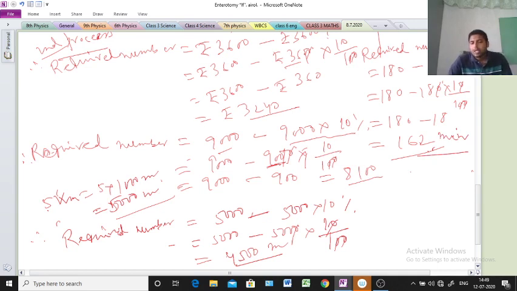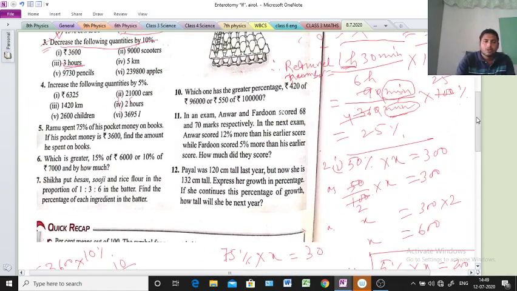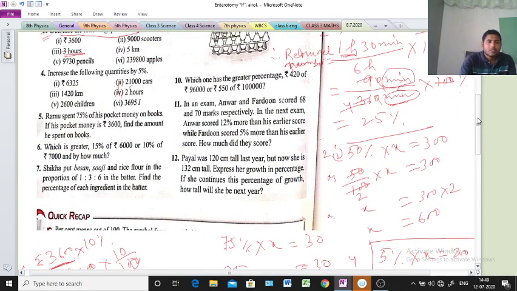So that way we will do all the problems. The remaining problems we will do. Clear or not? I already discussed 3600, 9000 scooters, 3 hours, 5 kilometer. So 5 and 6, you will do. You should try, and if there is any problem, you inform me. I will discuss it. 5 and 6. Okay. Clear or not? Now just question number 4. See.